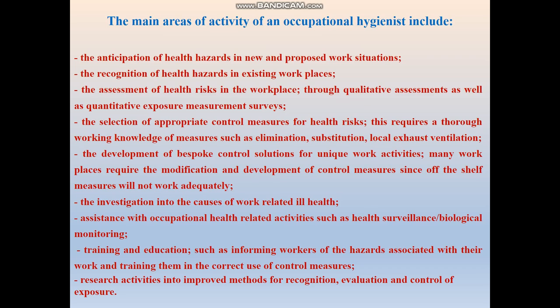The main areas of activity of an occupational hygienist include the anticipation of health hazards in a new and proposed work situation, the recognition of health hazards in existing workplaces, the assessment of health risk in the workplace through qualitative assessment as well as quantitative exposure measurement surveys, and the selection of appropriate control measures for health risk. This requires a thorough working knowledge of measures such as elimination, substitution, local exhaust ventilation, and the development of bespoke control solutions for unequal work activity. Many workplaces require the modification and development of control measures since off-the-shelf measures will not work adequately.